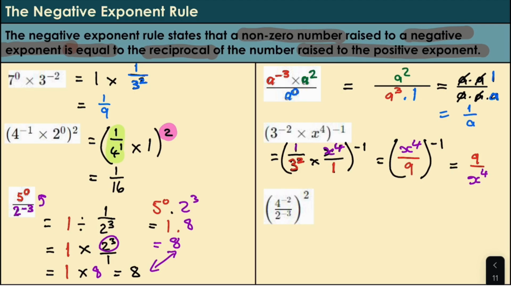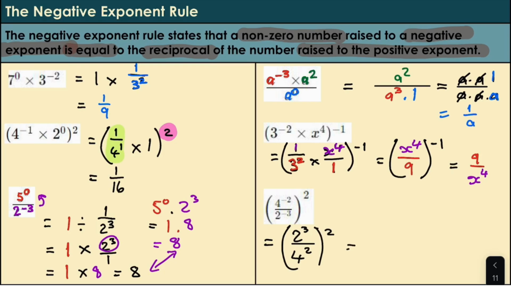Last up, let's work inside the brackets first. So we use our trick. We first put the 4 to the negative 2 on the bottom and make it 4 to the positive 2. We take the 2 to the negative 3 and put it on the top. It becomes 2 to the positive 3 on top. And we keep our brackets and we square it.